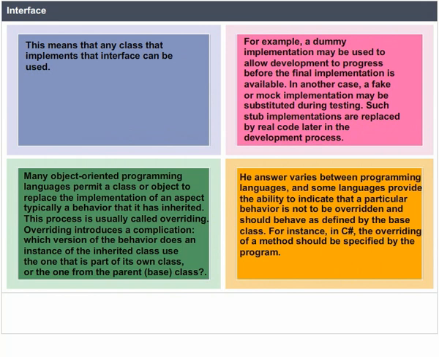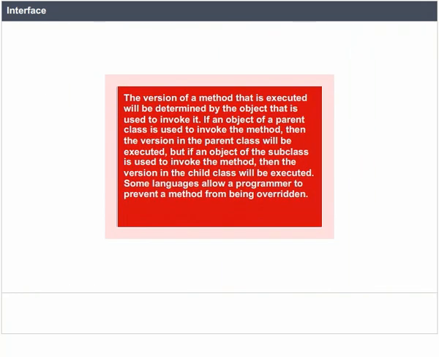For instance, in C programming, the overriding of a method should be specified by the program. The version of a method that is executed will be determined by the object that is used to invoke it. If an object of a parent class is used to invoke the method, then the version in the parent class will be executed. But if an object of the subclass is used to invoke the method, then the version in the child class will be executed. Some languages allow a programmer to prevent a method from being overridden.